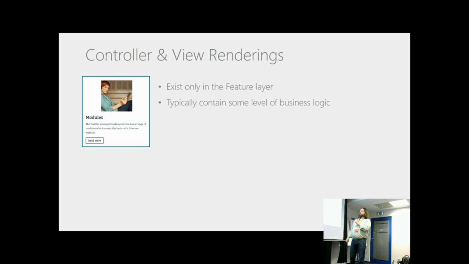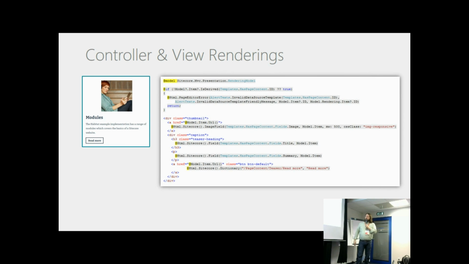And then we've got controller and view renderings. These are going to be much more functional, about going and getting the data from Sitecore and displaying it on the page. These are going to belong in your feature layer with the module that it belongs to, and it's going to contain some level of business logic. So for example here, we've got some markup that tells us how to present it, but we've also got the logic in there to actually display the content. So this stuff is going to belong in the feature layer.